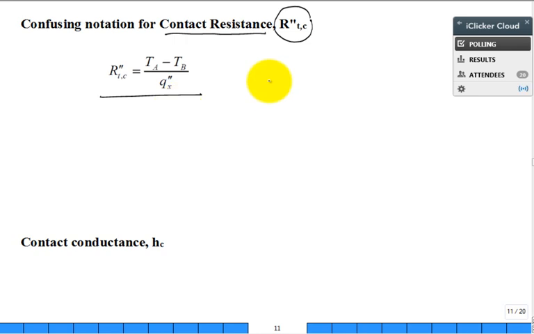And so the R double prime thermal contact in our textbook is really an area times thermal resistance, which has units of meters squared degrees C per watt, not degrees C per meter squared watt. Do you see a little challenge there?